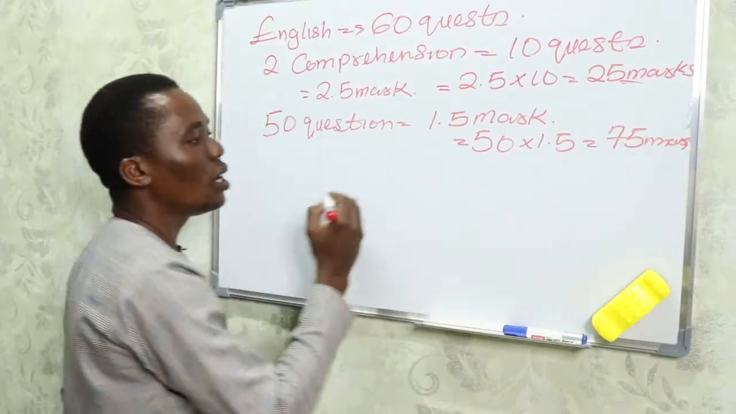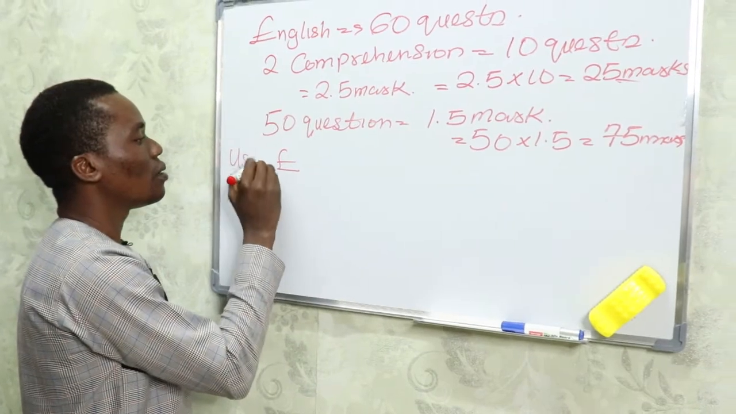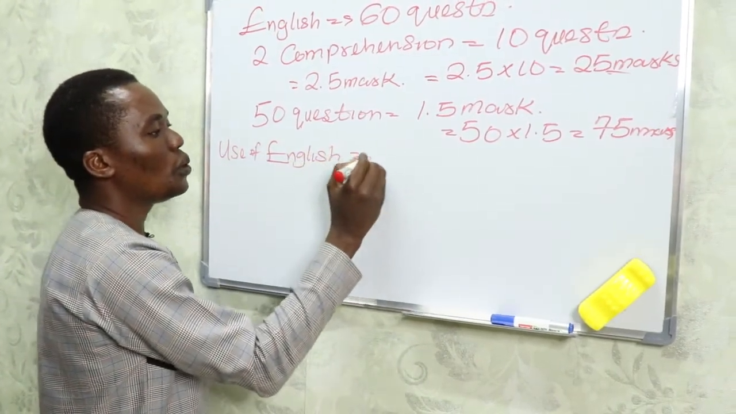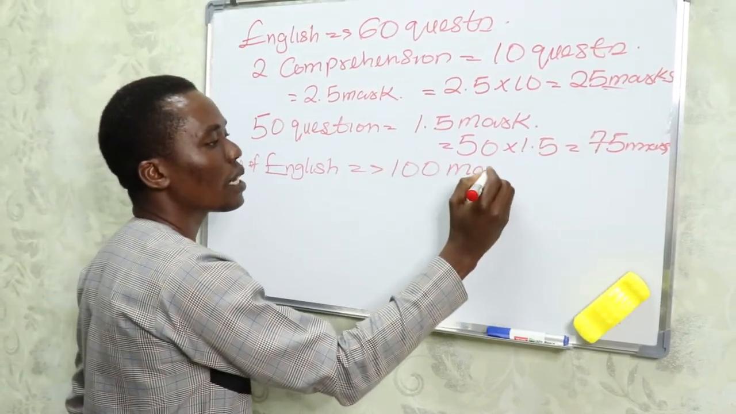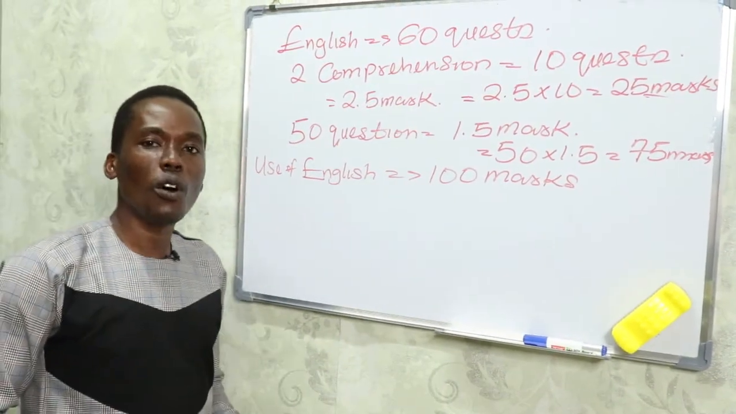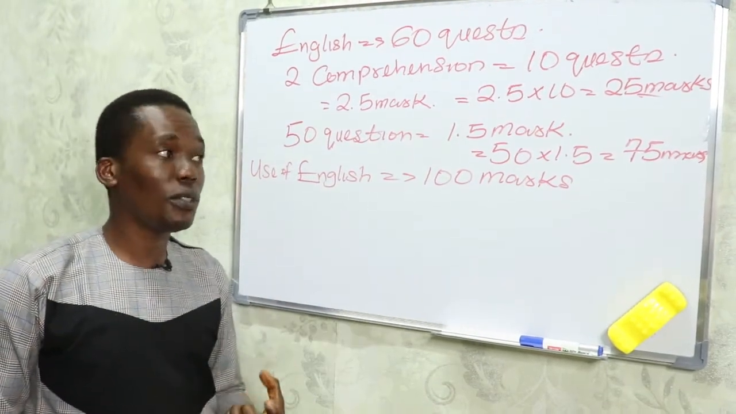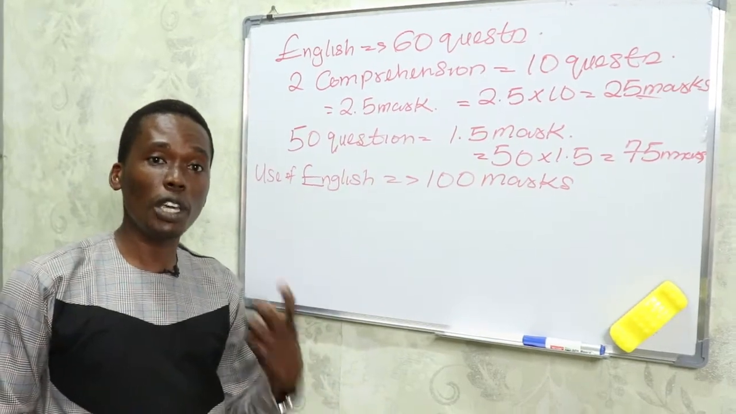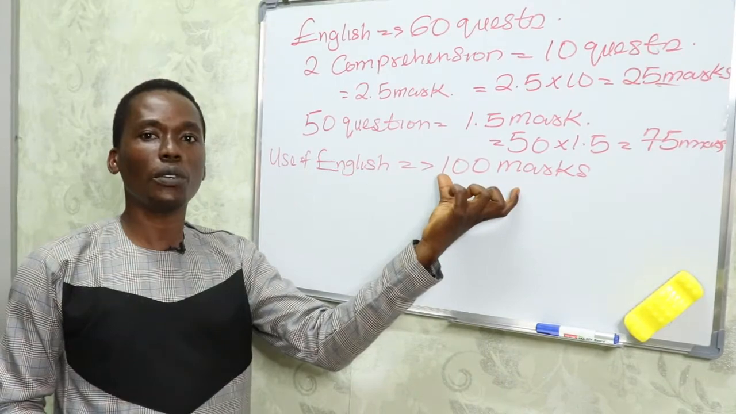Now, for a total in English language, if you are doing the use of English, Jamb will score use of English a total of 100 marks. That's the marks you expect in the use of English. So if you are taking Jamb for the very first time, the essence of this video is to know what you are going for, and to know which questions to give top priority when solving. So you have 100 marks for English.